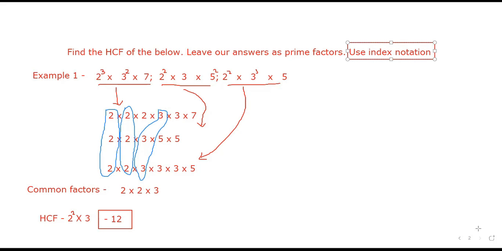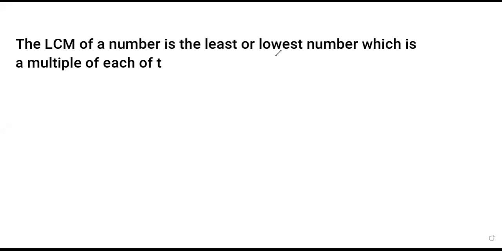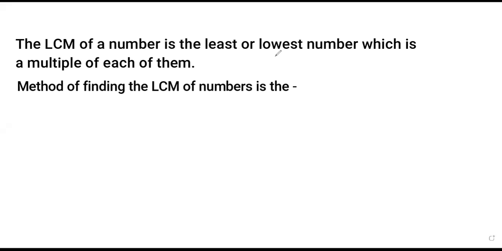Now, you can practice the highest common factor by doing this. The lowest common multiple. Now, the lowest common multiple of 2 or more numbers is the least or lowest number which is a multiple of each of them. Now, the simple method of finding the LCM of numbers is the prime factorization method.